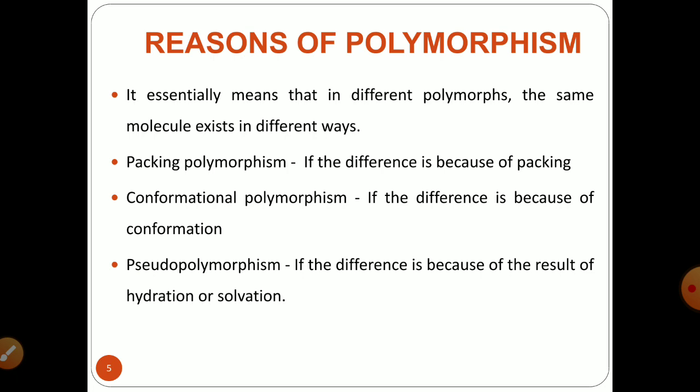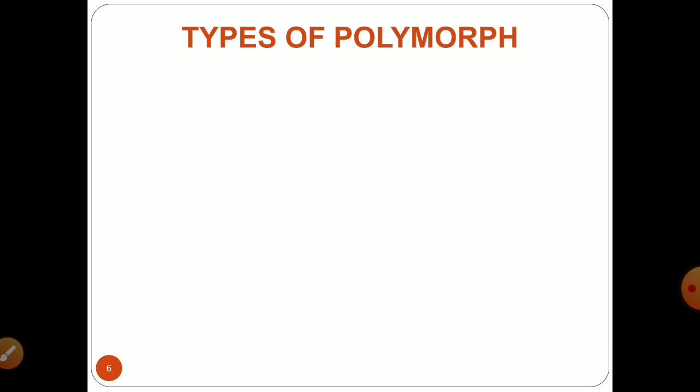But if the different crystal types are the result of a process of hydration or solvation, if any crystal undergoes hydration and solvation, this becomes a reason for polymorphism, and that is known as pseudo-polymorphism. This is more correctly referred to as solvomorphism. It means that if polymorphism is due to solvation, then that pseudo-polymorphism is known as solvomorphism.